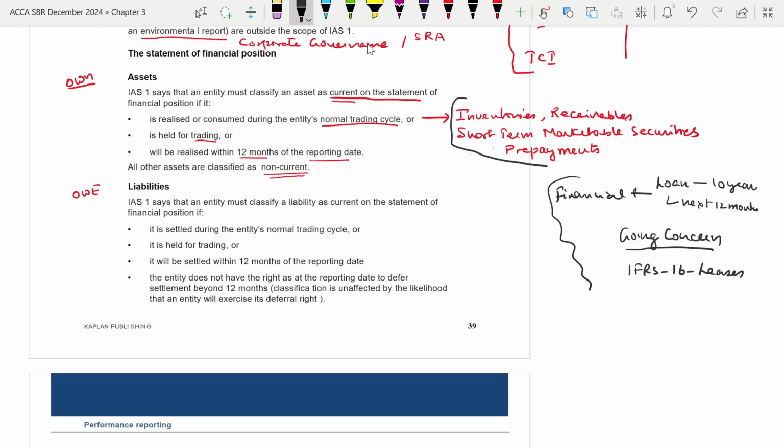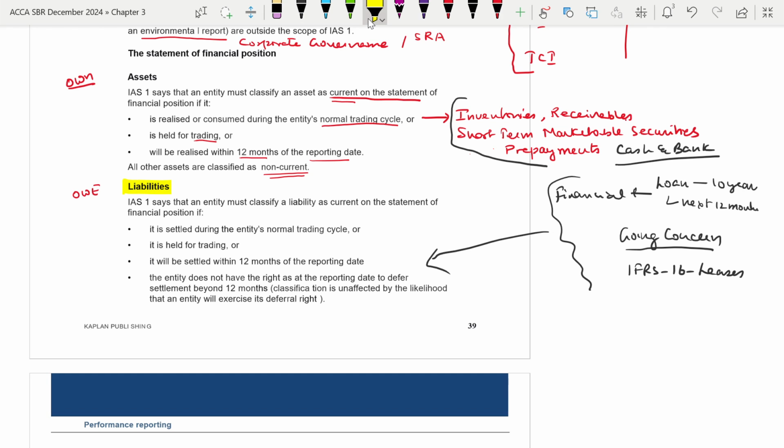That is what the current asset says. Keep it very clear in our mind. Current assets talk about inventory in general, no customization: inventory, receivables, short-term marketable securities, prepayments, cash and bank. Anything which is outside this purview will be a non-current asset. Are you clear about this?